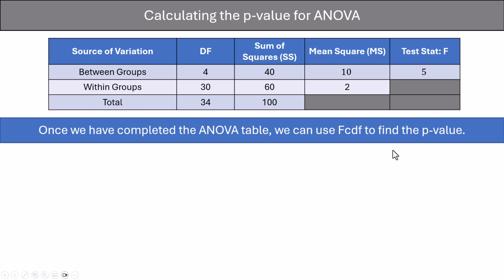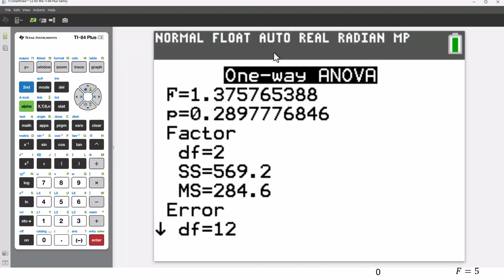Okay, so once we've completed the ANOVA table, we can use FCDF on the TI-84 calculator to find the p-value. So if you draw the distribution, we're going to be using the F value of 5, and we'll be using that in the FCDF function as well as the top 2 degrees of freedom to calculate this value. So let's go to the TI-84 calculator to show you how this will work.